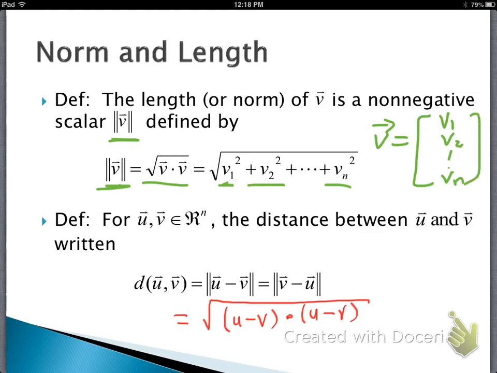Okay. And so for u and v in R^n, the distance between u and v can be written here. The distance of u and v equals the length of u minus v, which is the same as the length of v minus u. And in both cases, it's going to be the square root of (u minus v) dot (u minus v). Okay.